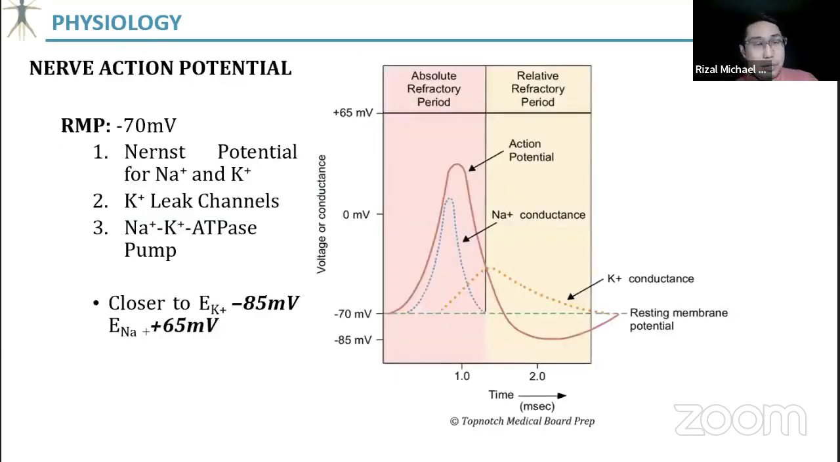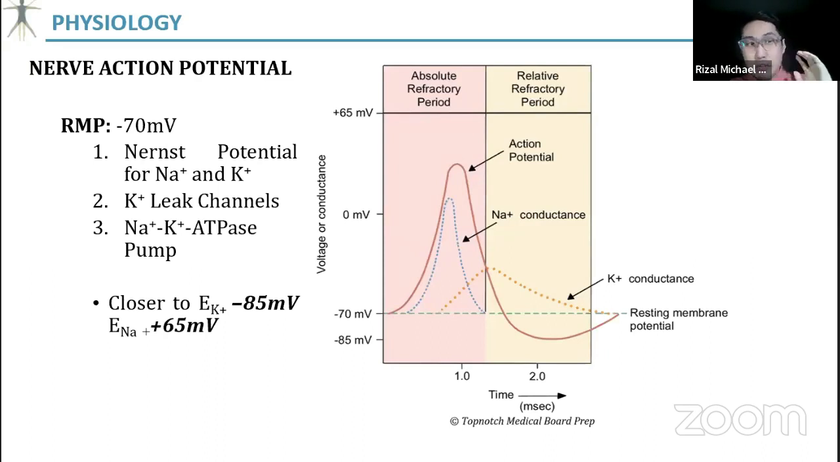So your resting membrane potential ng nerve is negative 70 millivolts. So it's maintained by 3. Okay, tatlo yung factors dyan. Yung Nernst potential ng sodium-potassium, potassium leak channels, and then sodium-potassium ATPase. Now, madami ding pwedeng itanong sa RMP. So for example, during RMP, saan siya mas permeable? Potassium or sodium? Okay, it's more of potassium. During RMP, saan siya mas malapit sa equilibrium? Sodium or potassium?